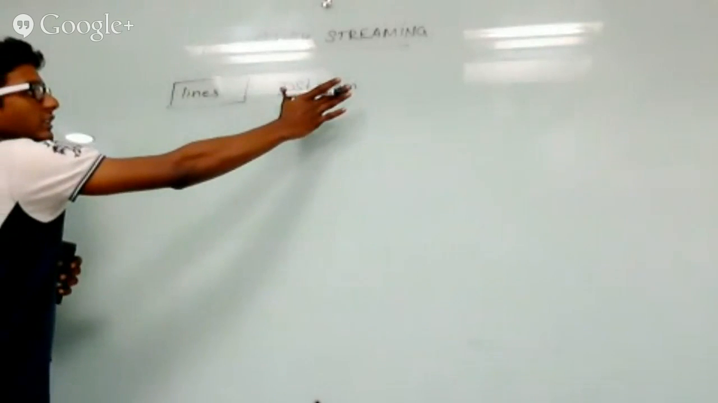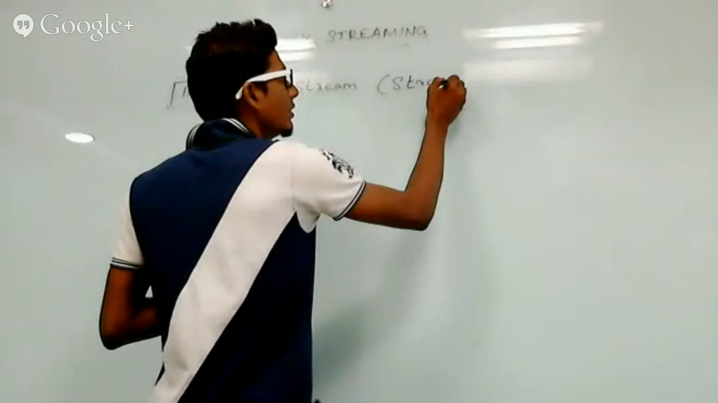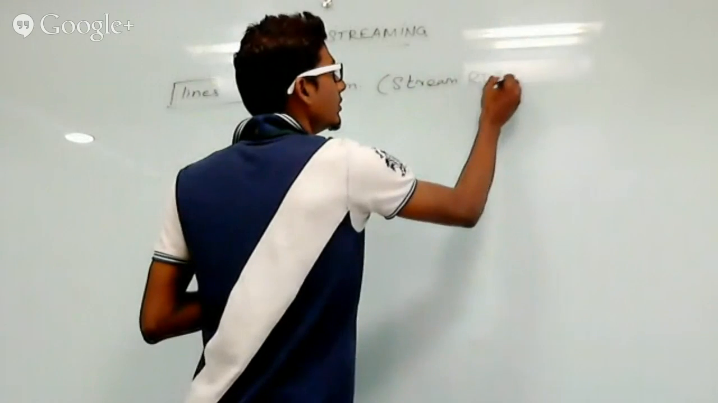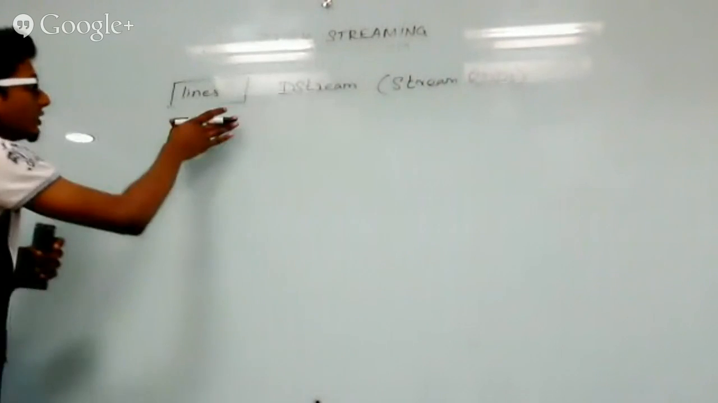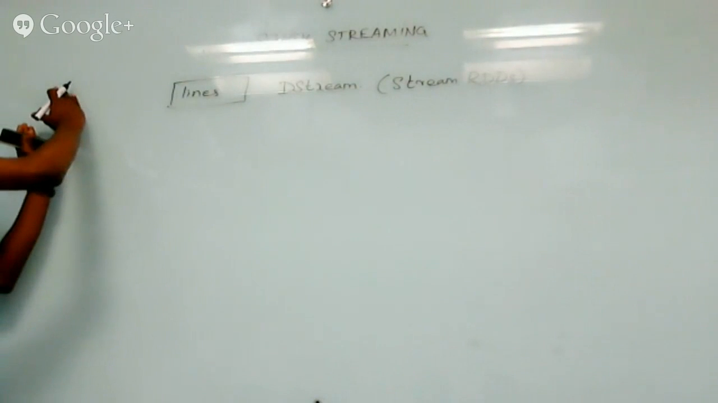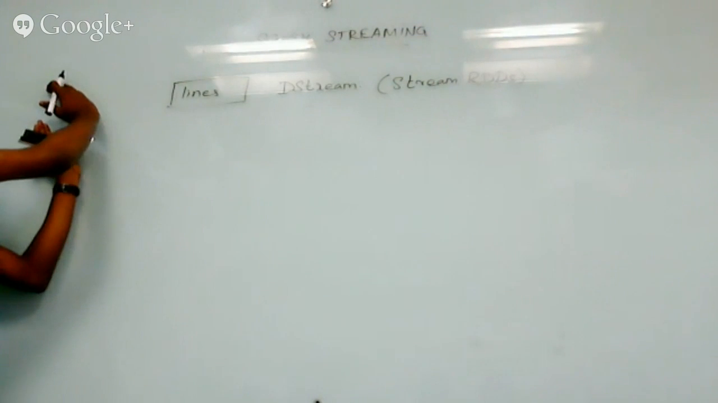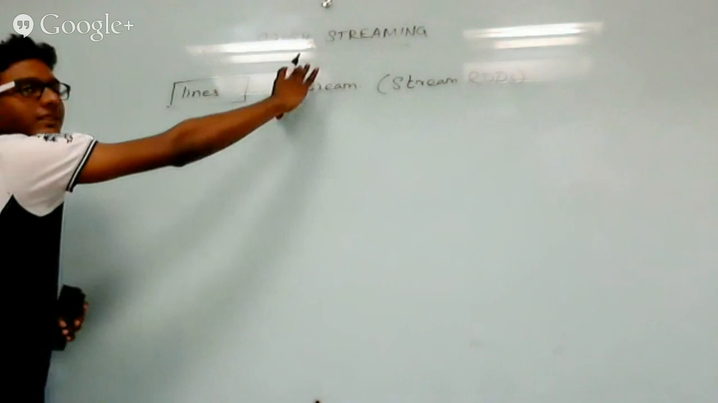So you all can understand what a DStream is. A DStream is nothing but a stream of RDDs. Initially, we give the input as raw lines of data from your Hadoop cluster, and that is converted into a lines DStream.